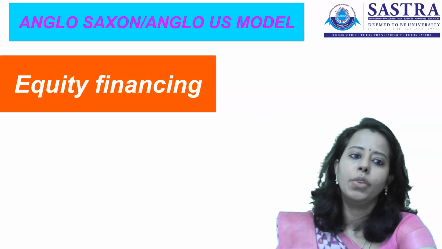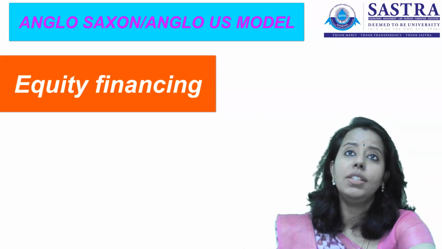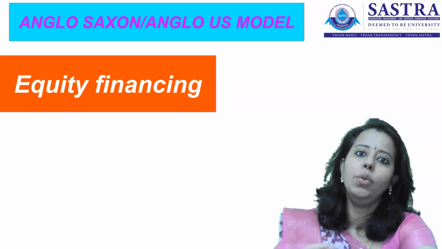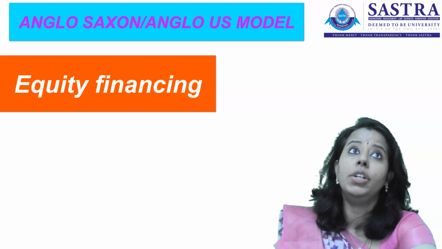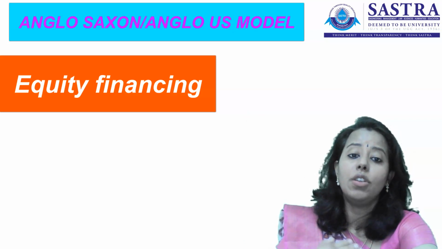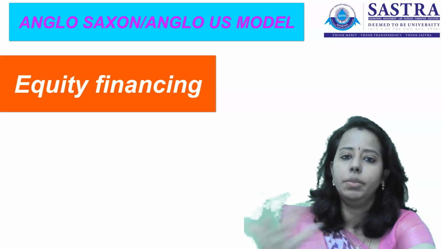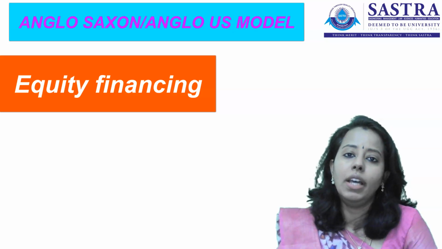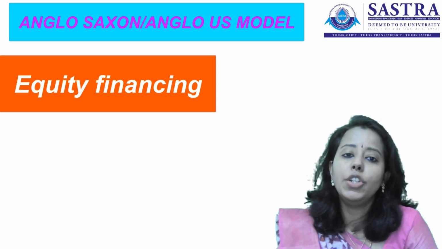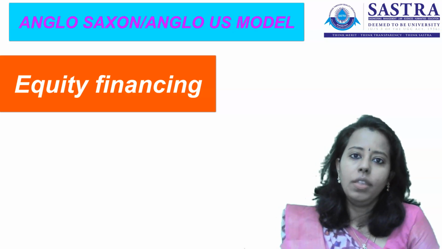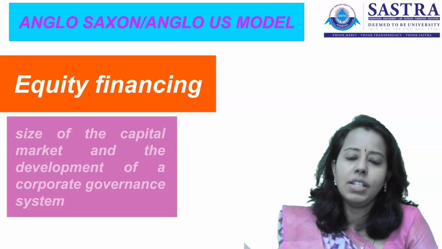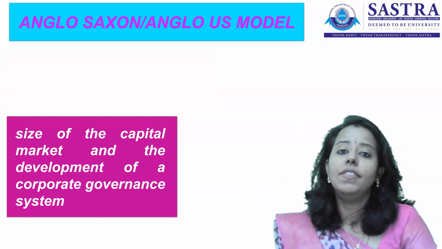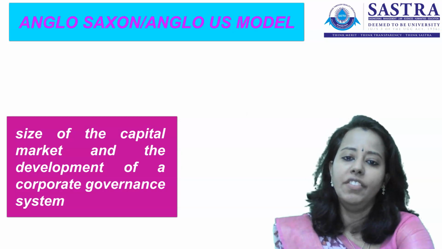As you all know, the US is the largest capital market in the world. And in the UK, the London Stock Exchange is the third largest stock exchange in the world after New York and Tokyo. So as you can see, there is a causal relationship between the importance of equity financing, the size of the capital market, and the development of a corporate governance system.